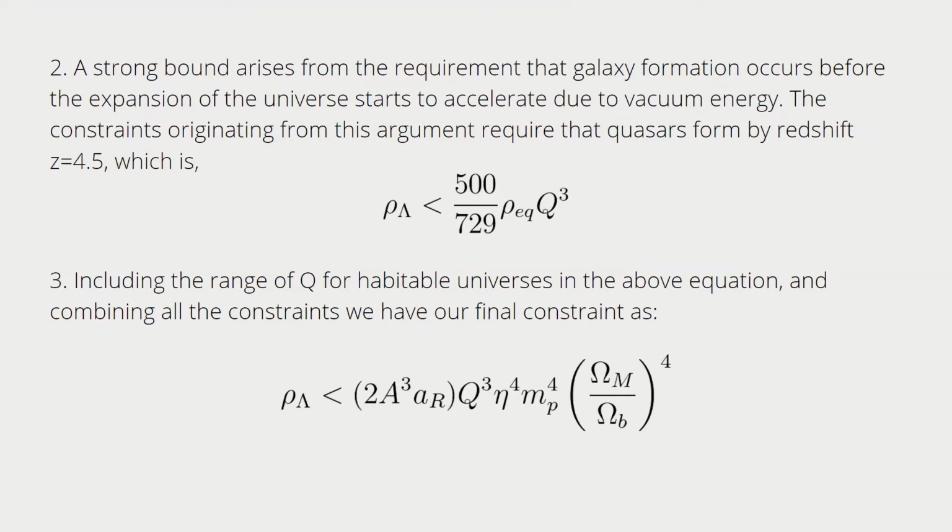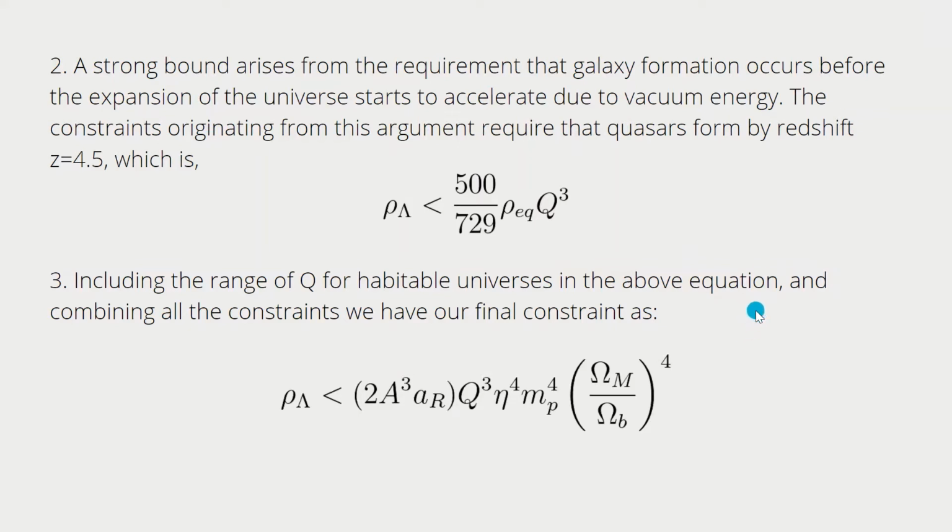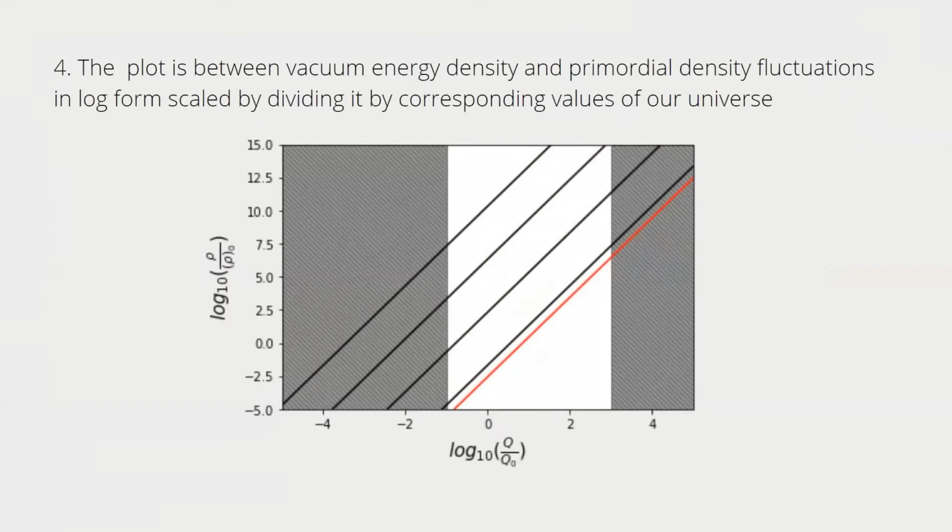We have plotted that constraint in log format, which we have scaled down with the help of the values of rho lambda in our universe and Q in our universe. So yeah, you can go to the next slide.